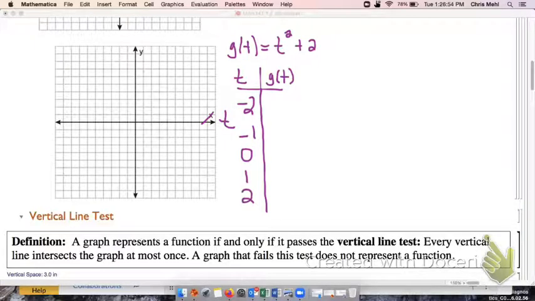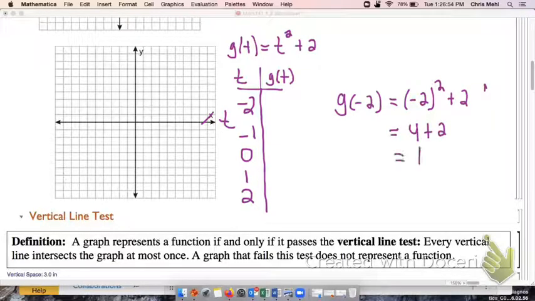I could use more, but you're going to notice that if I was to plug 3 or -3 into this function, 3 squared or -3 squared is 9 plus 2 is 11. I'm not going to be able to fit the y-coordinates on the graph. Now I'll do the first value here. What's g of -2? That would be -2 squared plus 2. That ends up being 4 plus 2, which is 6. So when t is -2, g of t is 6.